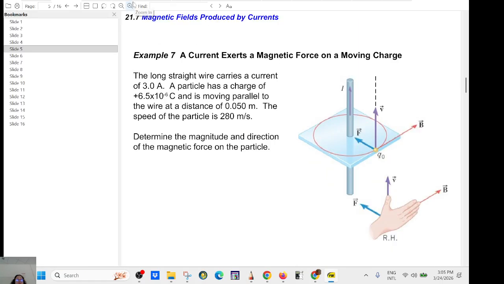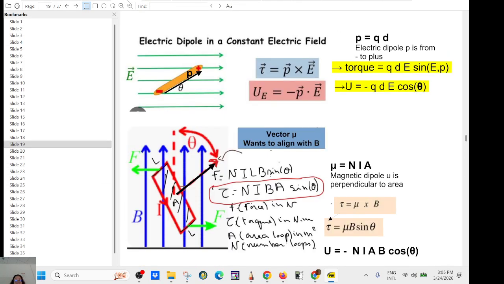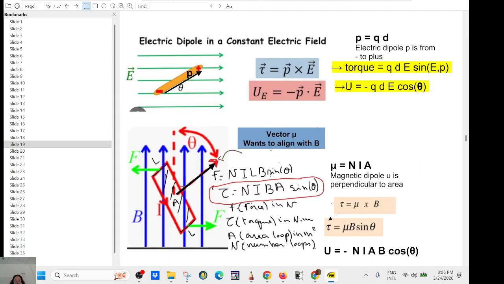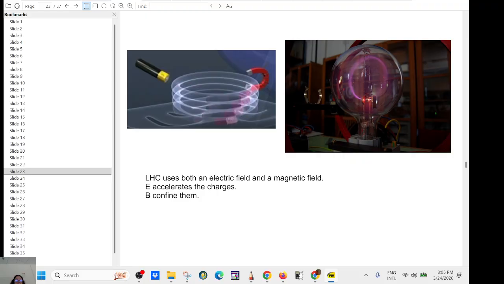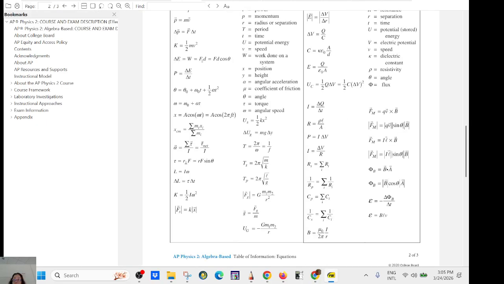So what's the equation for the force? QVB, right? Did you say QVB? Okay, let's see your equation here. No, that's calculus. The force here is QVB.